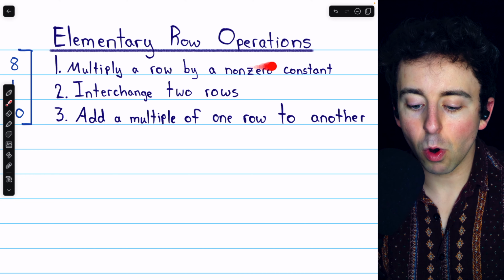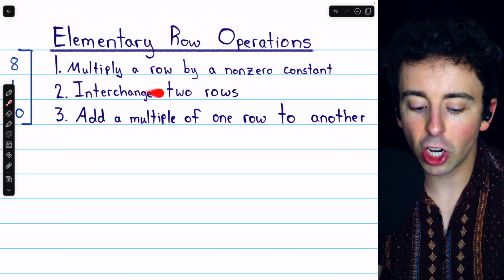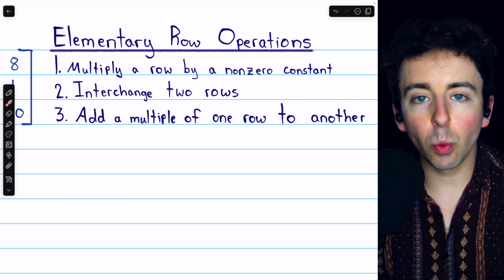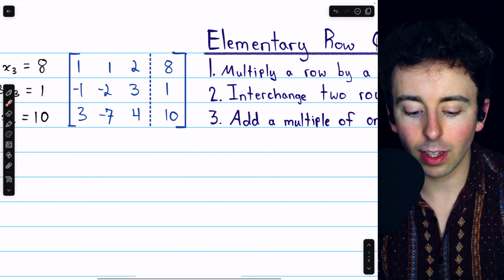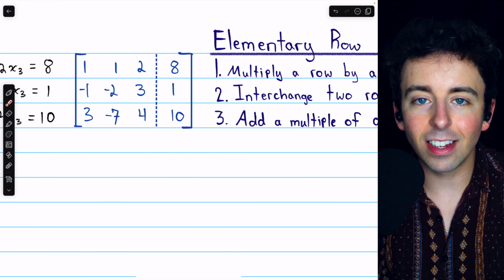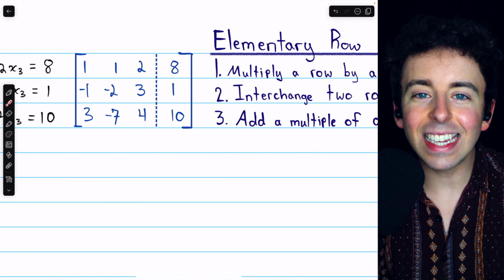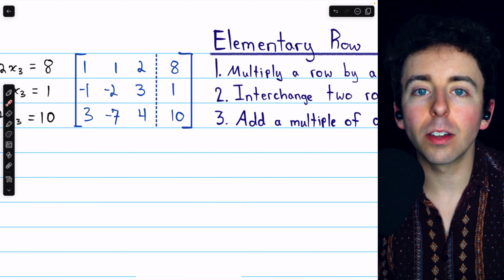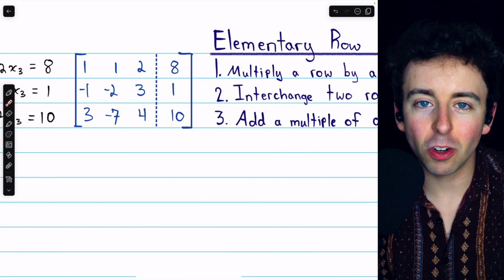We can multiply a row by a non-zero constant, interchange two rows, and add a multiple of one row to another. So we're going to perform these operations on this augmented matrix until each non-zero row has a leading 1. Then we'll be able to use back substitution to finish solving the system. Let me show you what I mean.